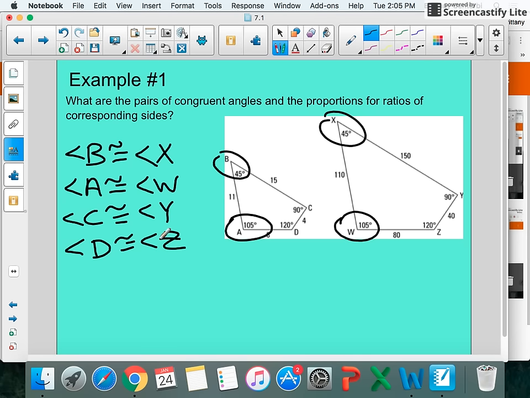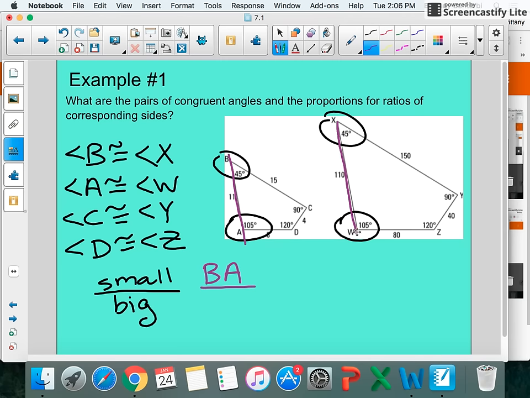Now to figure out the sides, you first want to write your proportion. I'm going to do the small shape on top and the big shape on the bottom. This will help you make sure that your proportions are set up right. You're going to pick a side from the small polygon. Here, I'm going to pick BA. Now to figure out what I pick in the big one, I have to go on the same corresponding side. So I'm going to do XW.